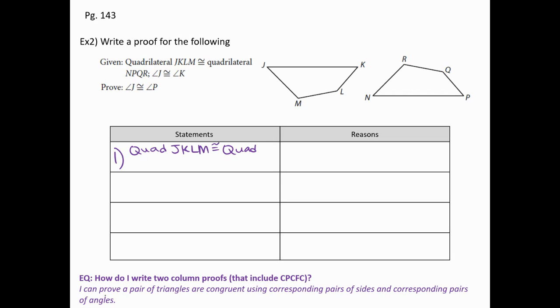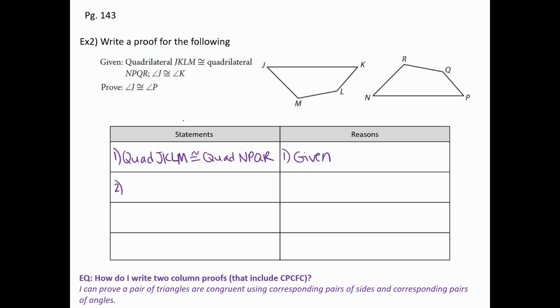Hold on, I'm running out of room. I don't like it. Okay, sorry. One more time. Here we go. We have quad. I'm going to squeeze this in a little better. Quadrilateral JKLM is congruent to quadrilateral NPQR. Okay, and right off the bat, we know the reason is given.